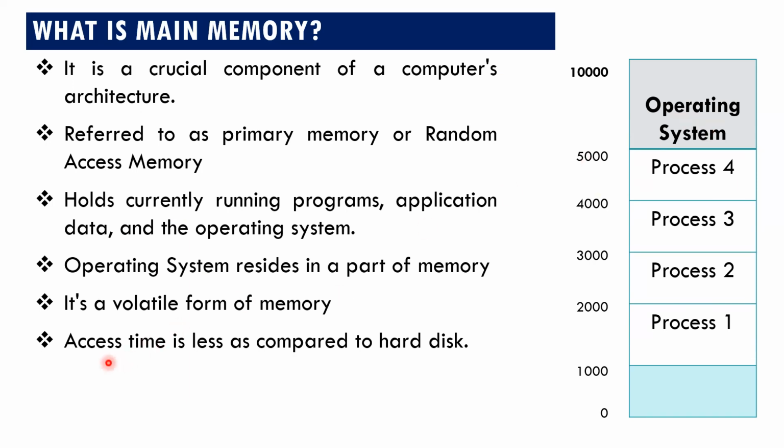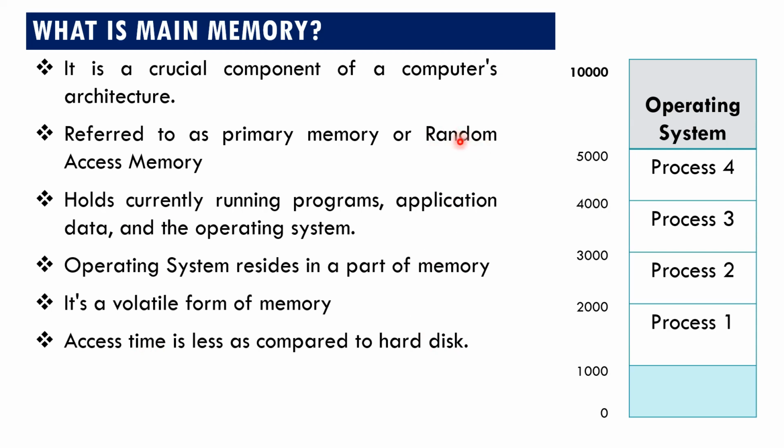And if you compare the access time of the main memory with that of the hard disk, it is much less. That means the access time of the main memory is much less as compared to the access time of the hard disk. And one more thing is main memory is also called as random access memory.